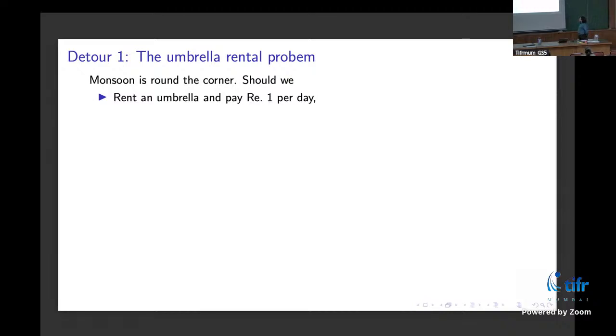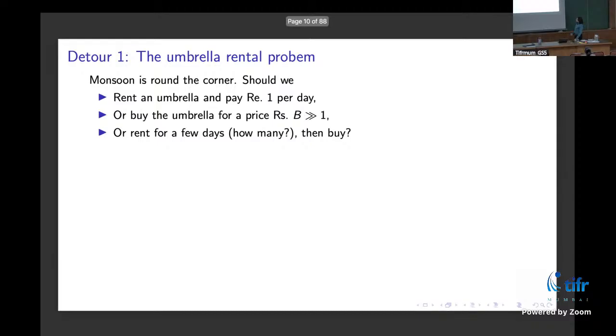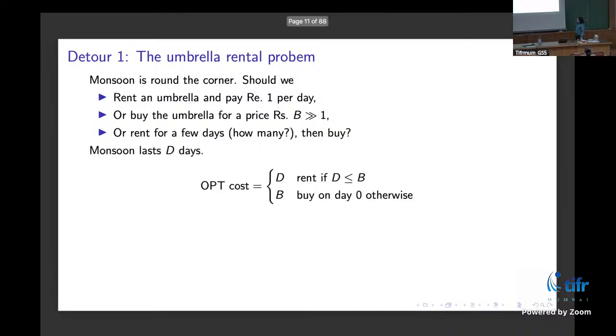We can either rent an umbrella by paying ₹1 of rent every day, or we have an option to buy the umbrella for some price B, which is much greater than 1, let's say. Or what we could do is rent an umbrella for the first few days, we'll have to figure out how many, and then buy it. Obviously, we want to pay as little as possible. So let's say the monsoon lasts for some D days.